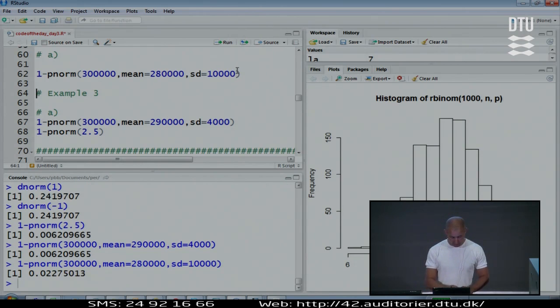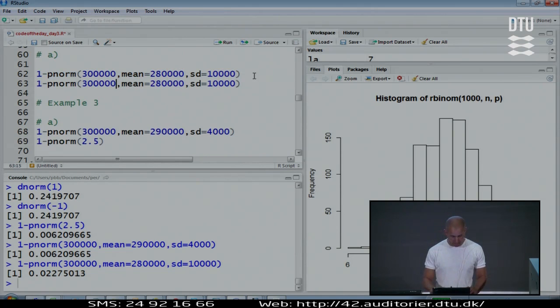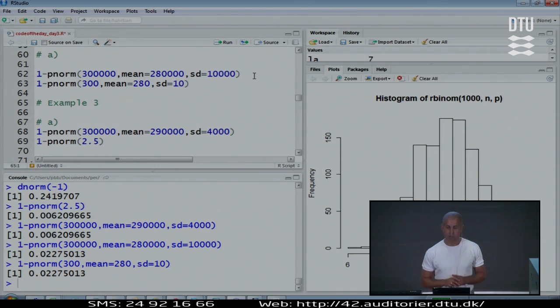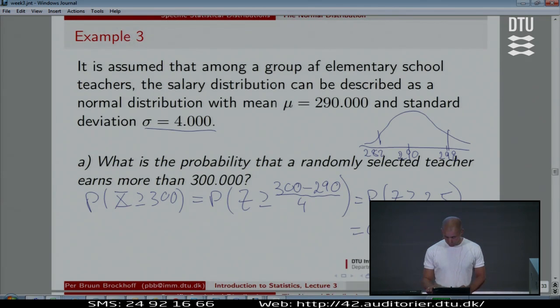And up here was the calculation from before, using 300,000, mean of 200,000, and standard deviation of 10,000. Just to emphasize, of course, this is exactly the same as removing the same number of zeros. Good.